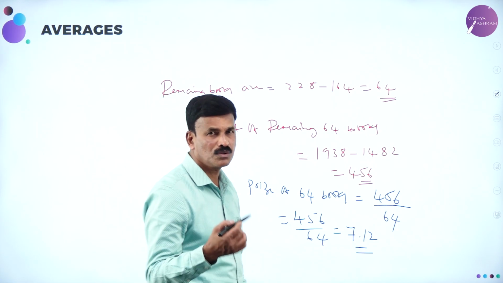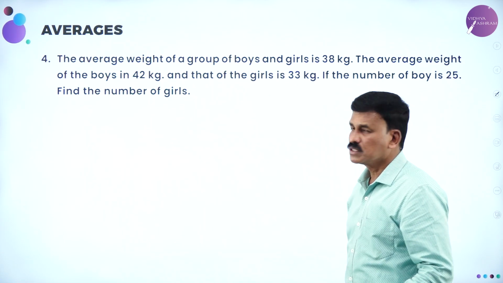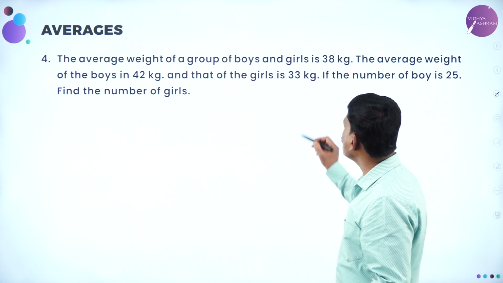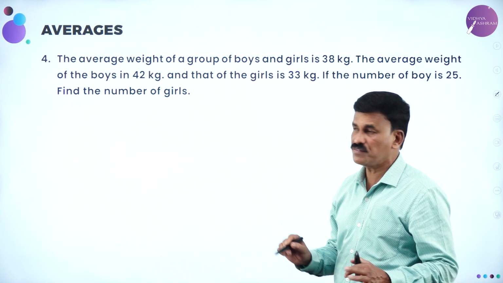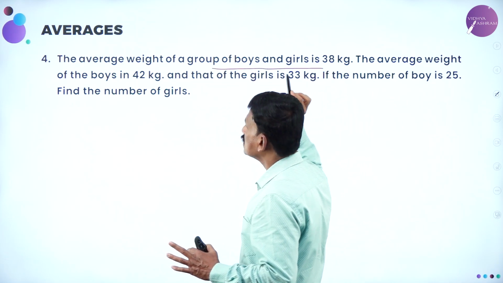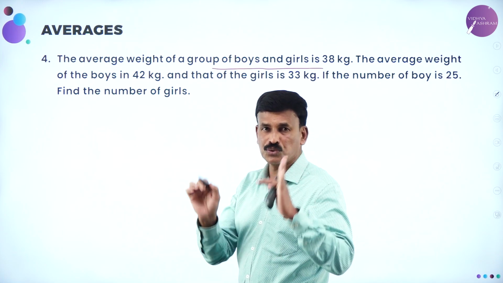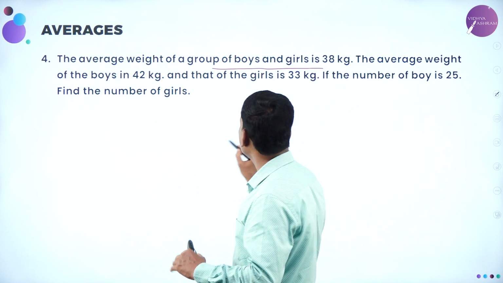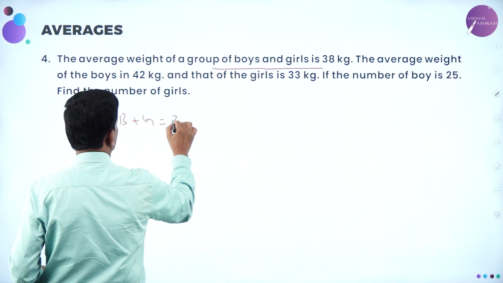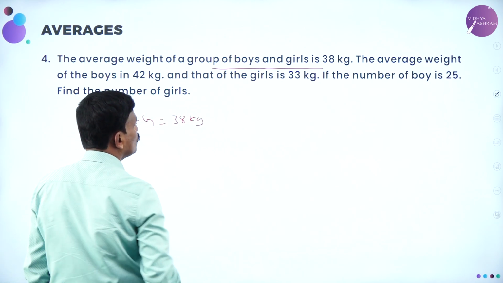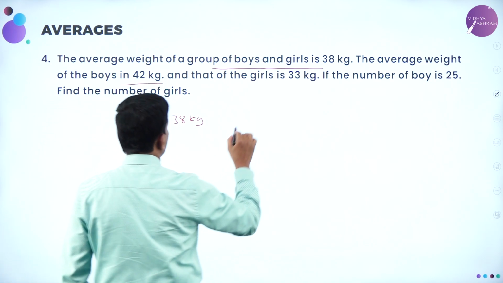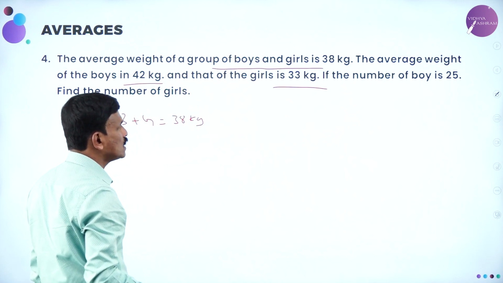That's it. Okay, hope you followed. Now, let us come to the next problem. The average weight of a group of boys and girls is equal to 38 kgs. Right. The average weight of the boys is 42 kgs and that of the girls is 33 kgs.